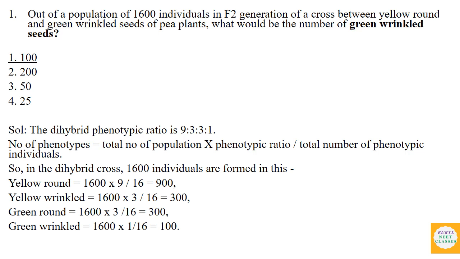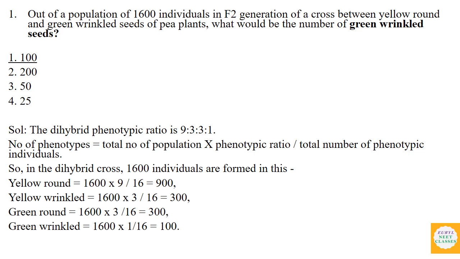Got it? So if you observe, yellow round is 1600 into 9 by 16, we get 900. Yellow wrinkled is 1600 into 3 by 16, we get 300. Green round is equal to 1600 into 3 by 16 is equal to 300. Green wrinkled is equal to 1600 by 16 is equal to 100. Why we are taking 9:3:3:1? That is as per the phenotypic ratio in the Mendelian cross. So if the question requires green wrinkled seeds, those are 100 in number. The answer is option 1, that is 100. Is that clear? If you remember this formula, you can easily do it.